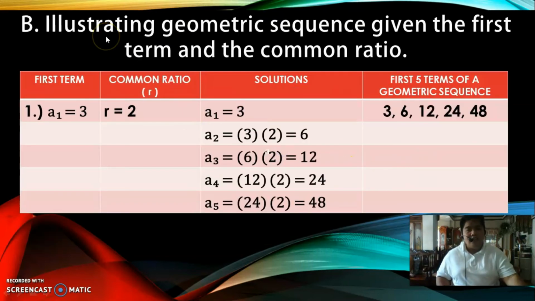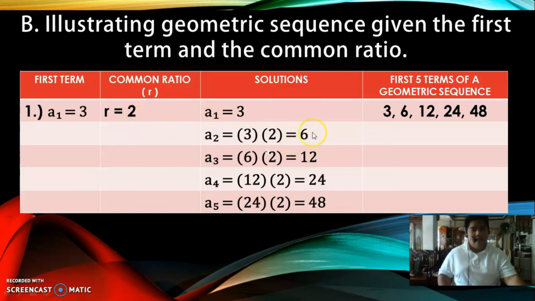Now, illustrating a geometric sequence given the first term and the common ratio. So the first term is given, which is 3, or a sub 1. The common ratio is 2, or your R. So your a sub 1 is 3. Now, to find a sub 2, or the second term, multiply the first term and the common ratio. So 3 times 2, that is actually 6.